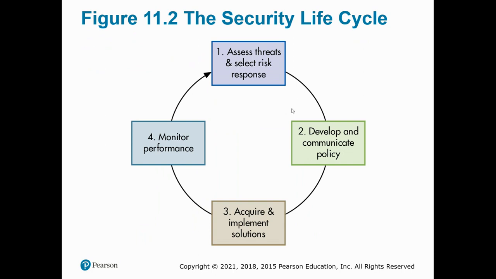In terms of the security lifecycle, there are 4 steps, but they are circular once again. So it's a life cycle of security. The first thing is assess threats and select risk response. When that is taken care of, then the organization is going to develop and communicate policies to its employees, acquire and implement solutions, and finally monitor performance. And this is a cyclical process because new threats could appear. So we have to go through this process constantly.